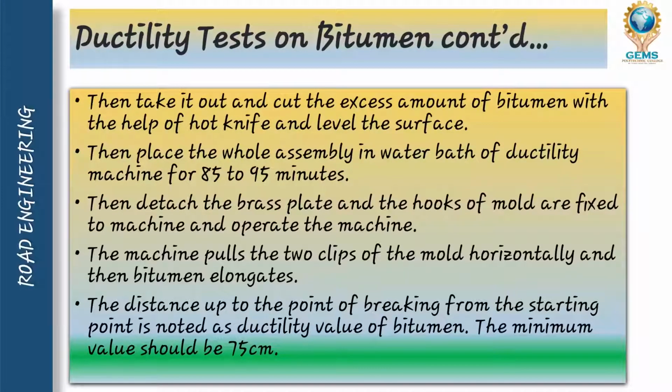Then place the whole assembly in the water bath of the ductility machine for 85 to 95 minutes. Then detach the brass plate, fix the hooks of the mold to the machine and operate the machine. The machine will pull the two clips of the mold horizontally and the bitumen will be elongated. The distance from the starting point up to the point of breaking is noted as the ductility value of bitumen, and the minimum value should be 75 centimeter. As you can see here, the minimum value of ductility should be 75 centimeter.